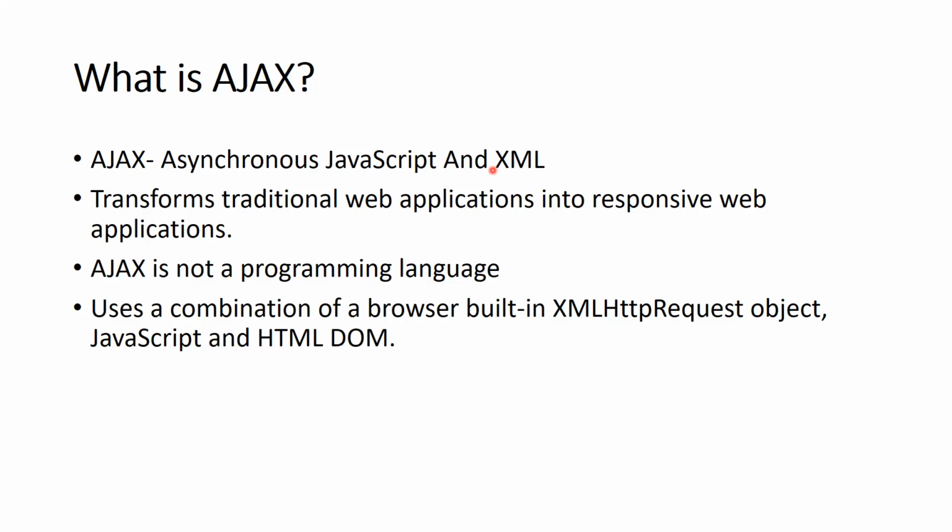Now, what AJAX does is use a combination of different programming languages to perform certain functions. That's what is written in the fourth point. It uses a combination of the browser's built-in XMLHttpRequest object, JavaScript, and the HTML DOM, the document object model.